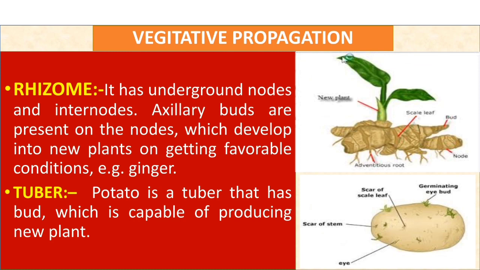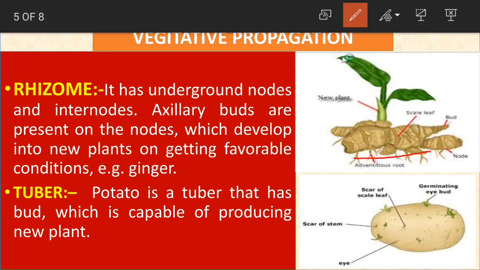Again, rhizome. What is a rhizome here? It has underground nodes and internodes. Here we have given the example of ginger. You can observe in the picture how it is giving birth to another plant. It has got nodes and internodes, and the axillary buds present on the nodes develop into new plants when they get favorable conditions. Favorable conditions means proper sunlight, proper air and water.